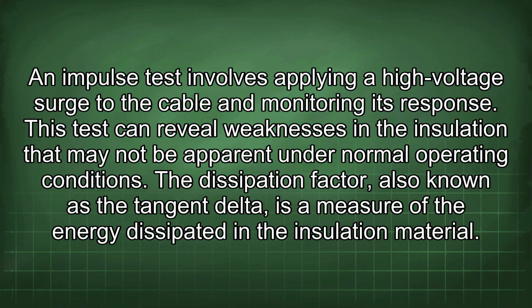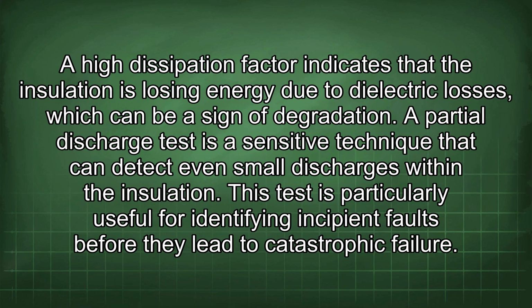An impulse test involves applying a high voltage surge to the cable and monitoring its response. This test can reveal weaknesses in the insulation that may not be apparent under normal operating conditions. The dissipation factor, also known as the tangent delta, is a measure of the energy dissipated in the insulation material. A high dissipation factor indicates that the insulation is losing energy due to dielectric losses, which can be a sign of degradation. A partial discharge test is a sensitive technique that can detect even small discharges within the insulation. This test is particularly useful for identifying incipient faults before they lead to catastrophic failure.